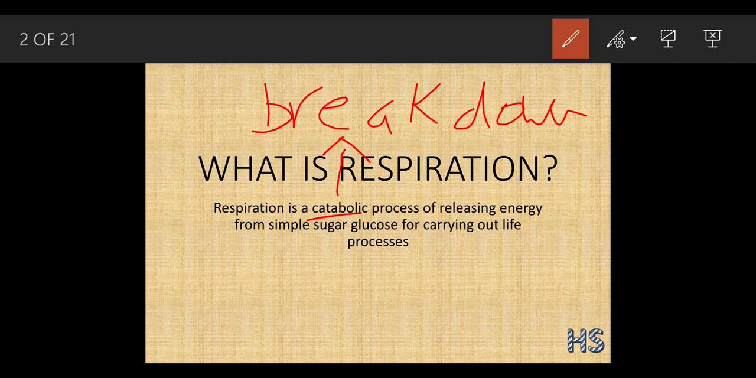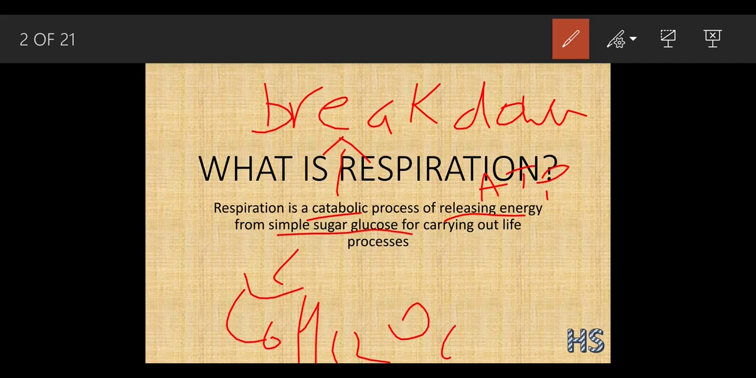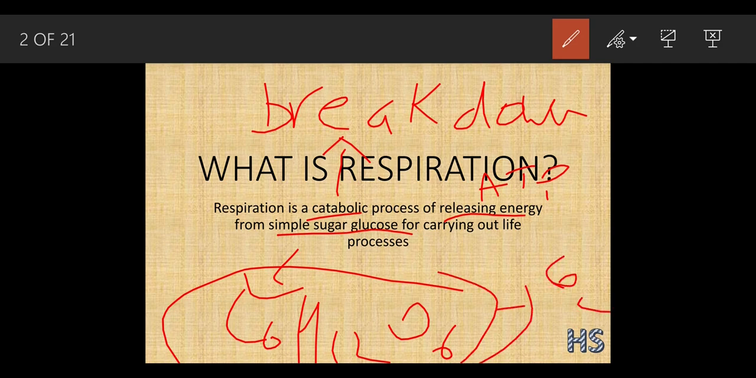of releasing energy. Releasing energy means what? ATP from the simple sugar glucose, that is C6H12O6. So respiration is nothing but a catabolic process, breaking down and releasing energy in the form of ATP from the simple sugar glucose for carrying out the life processes. So we know how this glucose gets broken down and converted into carbon dioxide and water.